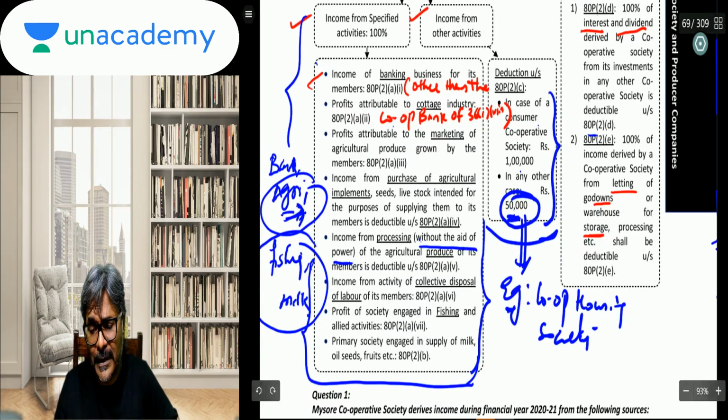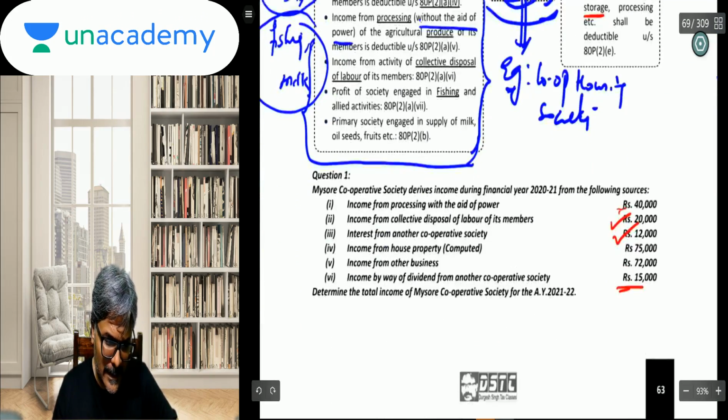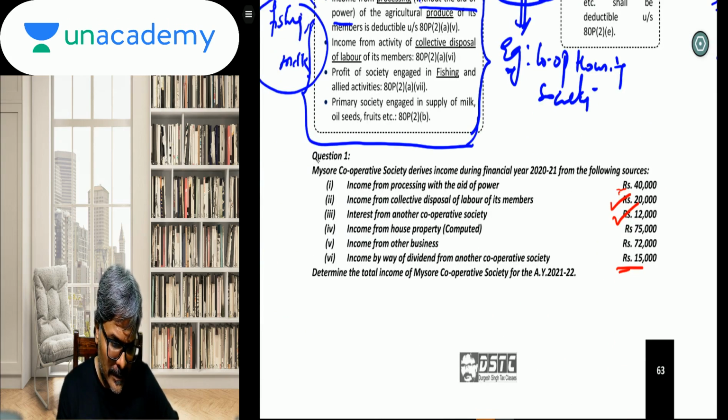And if the cooperative society has let out their godown or warehouse for storage purposes, then again in respect of that income they will get a 100% full deduction. Let's see this question today.